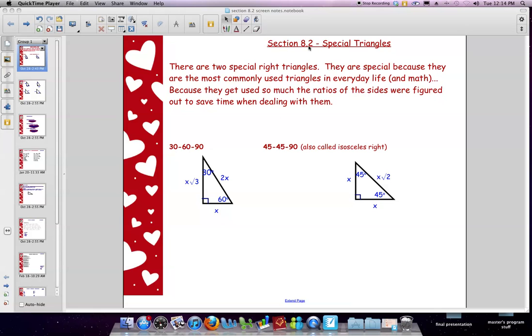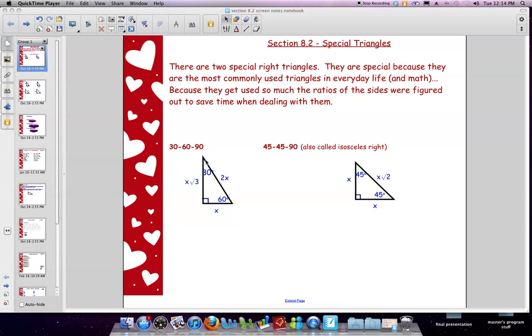This lesson is on the special right triangles that exist. There are two of them. We call them special because they are some of the most commonly used types of triangles. For example, this isosceles right triangle is half of a square, and a lot of times we'll look for the length of the diagonal of a square.